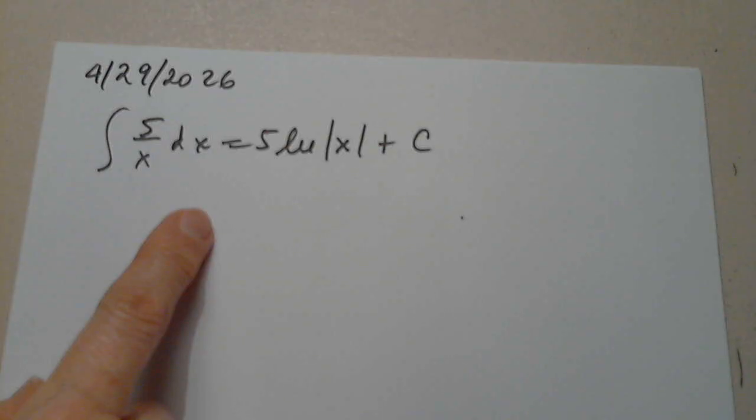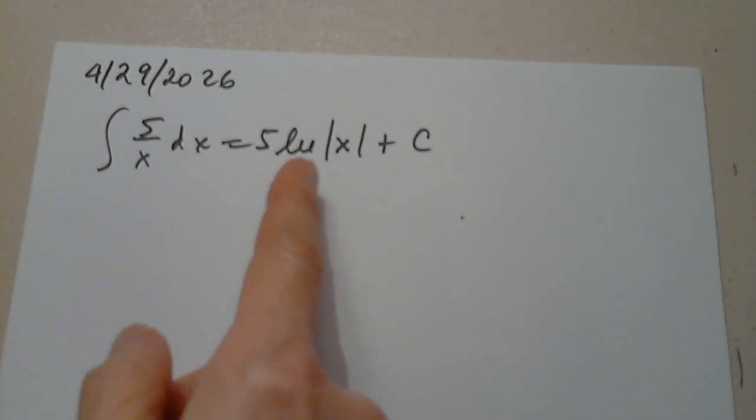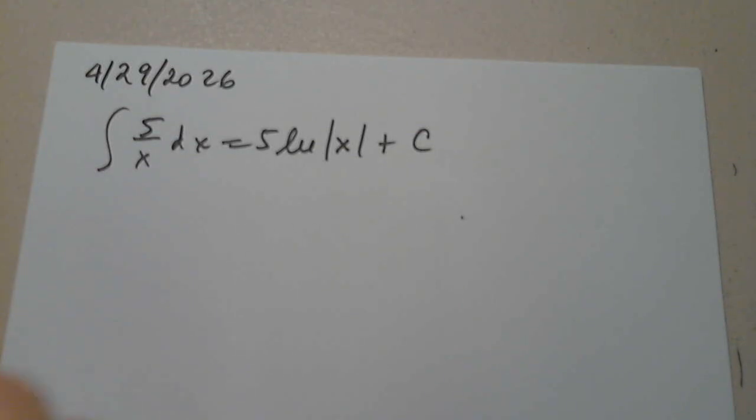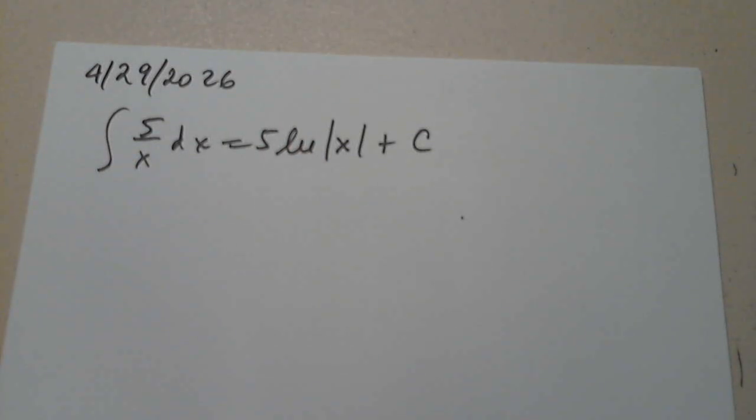This is a function that we have to remember. The integral of 1 over x is natural log of the absolute value of x. The derivative of natural log of x is 1 over x. Okay. Good. Again, do we need to work on number 3?